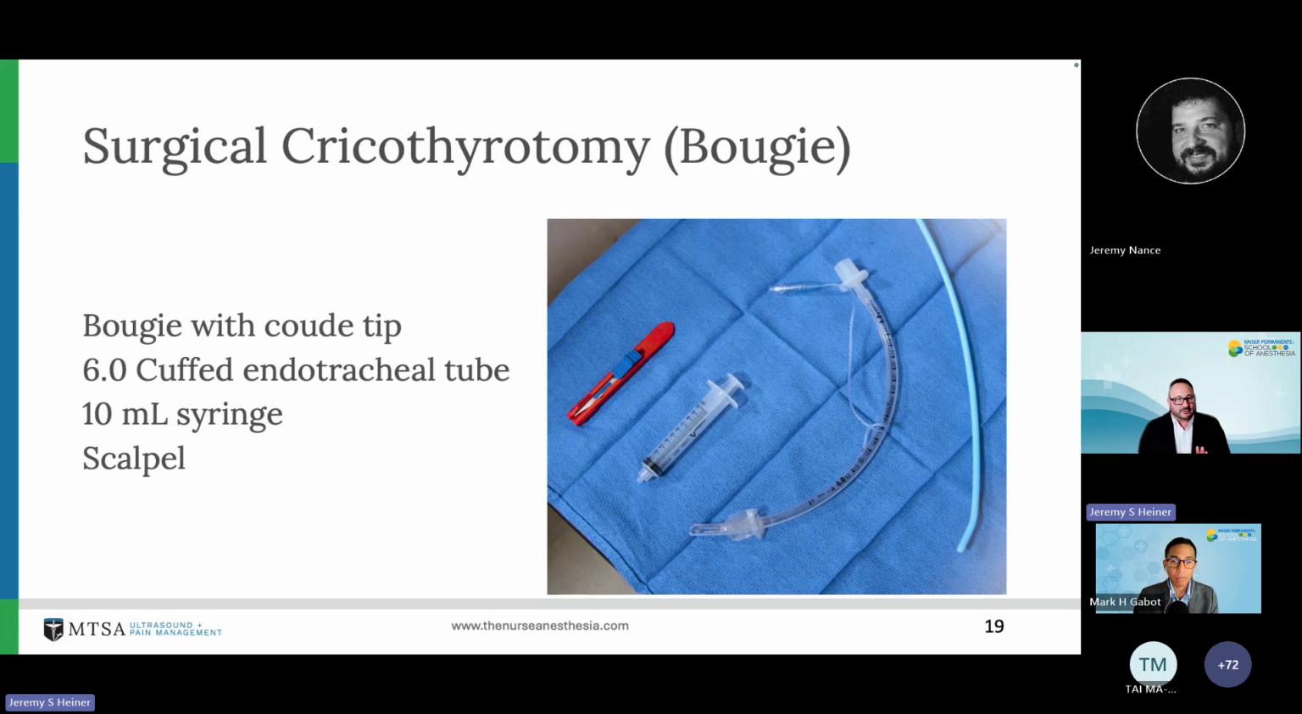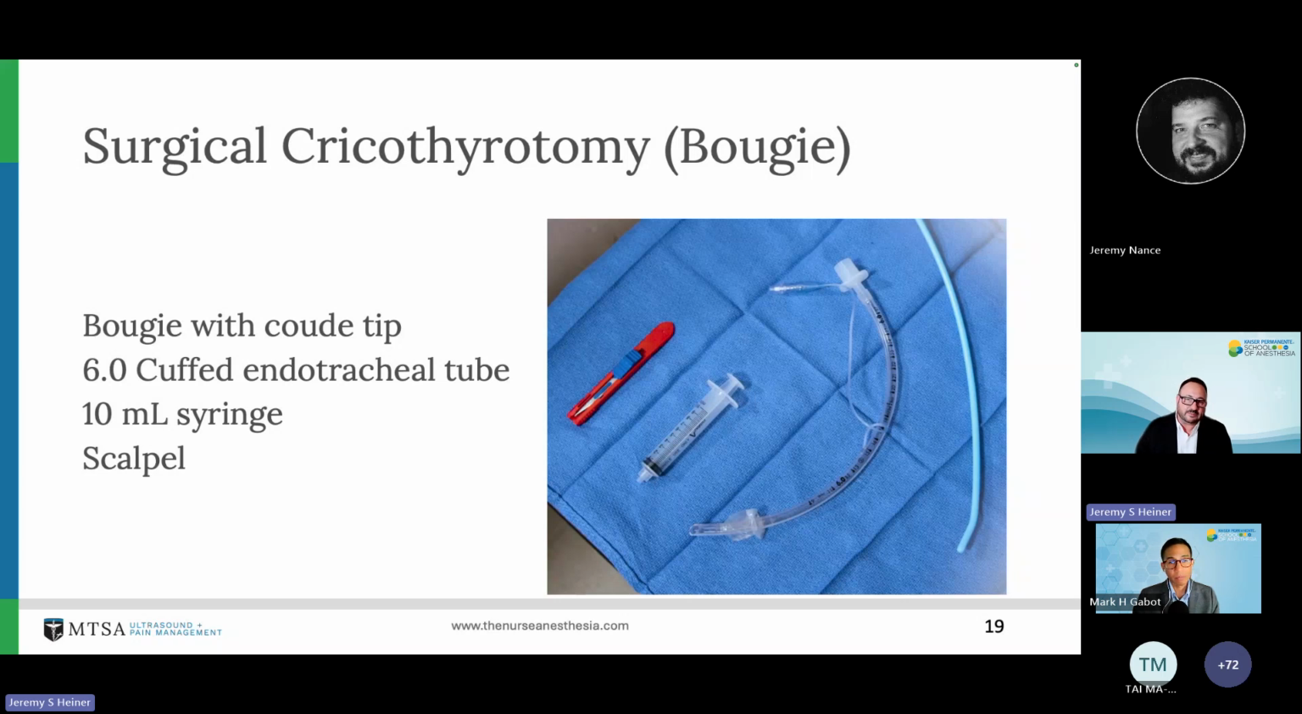Okay, so we talked earlier about surgical cricothyrotomy, and specifically the bougie-assisted surgical cricothyrotomy. Here's what you need, easy to find in any area of the hospital: a scalpel, a syringe, a 6.0 endotracheal tube, and a bougie.